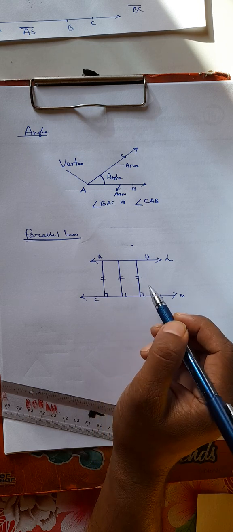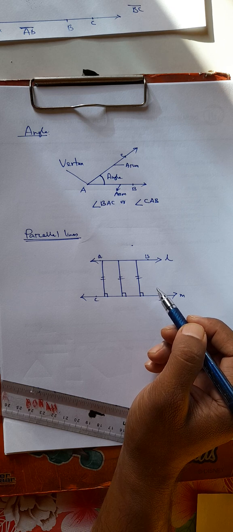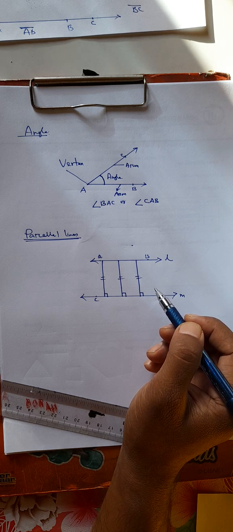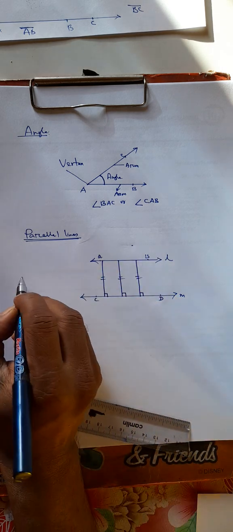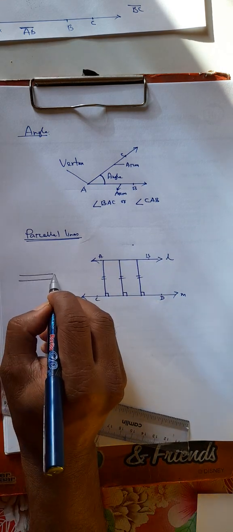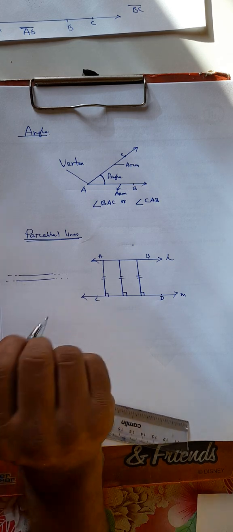So what is meant by parallel lines? The lines which never intersect each other, even if they are extended to infinity, are called parallel lines. So these two lines, even if they are extended to infinity, will never intersect each other.